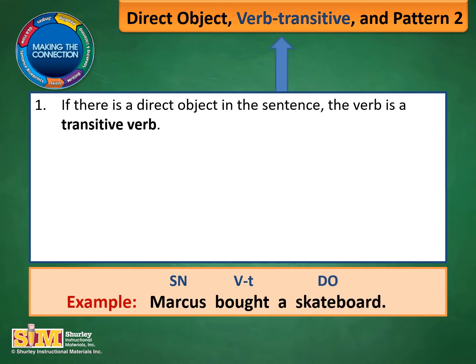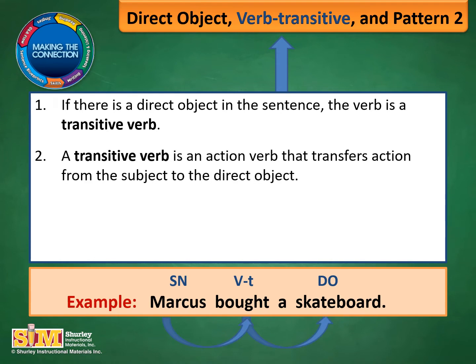After students learn about the direct object, they will learn three important things about the verb used in a Pattern 2 sentence. First, they will learn that if there is a direct object in the sentence, the verb will always be a transitive verb. A transitive verb is an action verb that transfers action from the subject to the direct object. As you can tell in the example sentence, the verb bought is transferring action from the subject to the direct object.